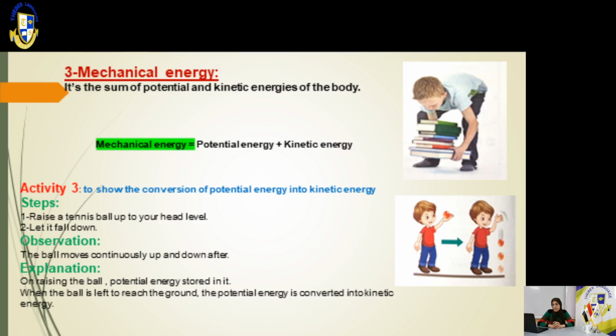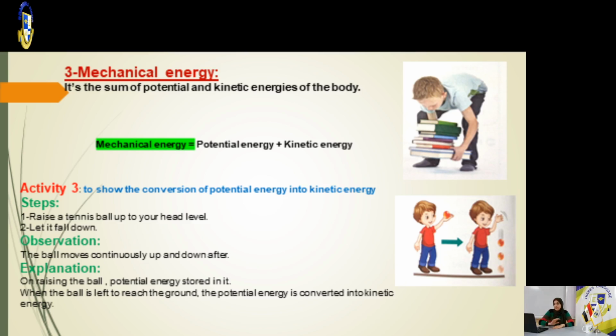Steps: raise a tennis ball up to your hand level and let it fall down to the ground. Observation: the ball moves continuously up and down after it falls. Explanation: on raising the ball, potential energy is stored in the ball. When the ball is left to reach the ground, the potential energy is converted into kinetic energy.